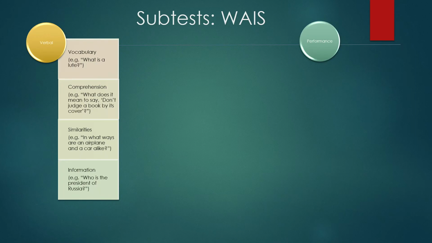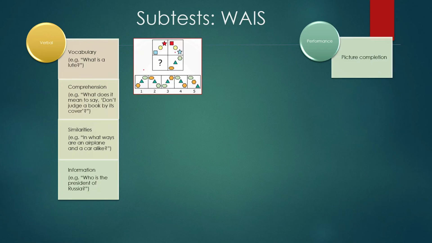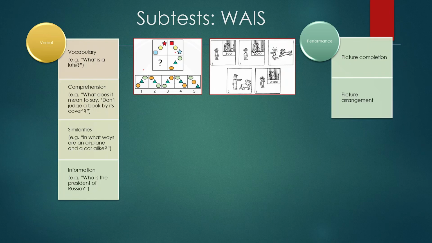Performance, some people call this the nonverbal component, although the instructions are still verbal, so it's a little bit of a misnomer. On the performance side, you have things like picture completion, right? So you see the prompt at the top. I think all of the performance ones are actually from the children's test. But you see the prompts at the top, and then you're supposed to figure out which of the options at the bottom would complete that picture, right? Picture arrangement. So you're given this series of pictures, and the pictures are numbered for what order they should be placed into to tell a story.